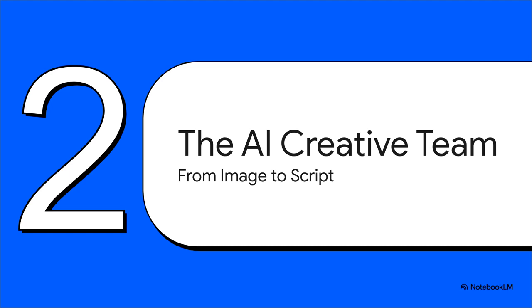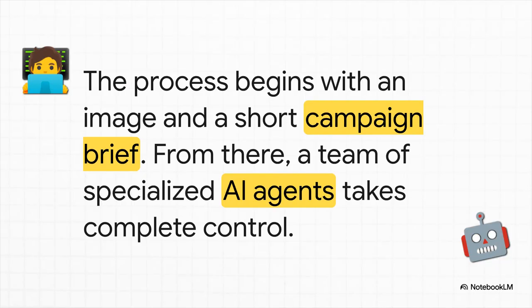All right, let's step onto the factory floor, shall we? This first part of the assembly line is all about the creative stuff. This is where we take that simple image and a basic idea for a campaign and turn it into a full-blown video concept. And you know what's crazy? The whole process kicks off with a person doing just 2 super simple things: uploading an image they want to use and writing a short brief. We're talking like a sentence or 2 about the campaign idea. That's it. From that point on, a whole team of specialized AI agents takes over and runs the show.